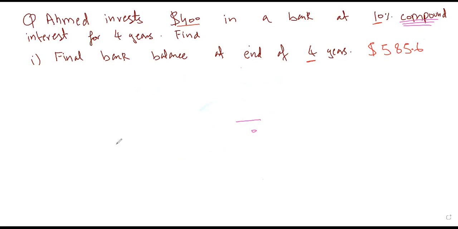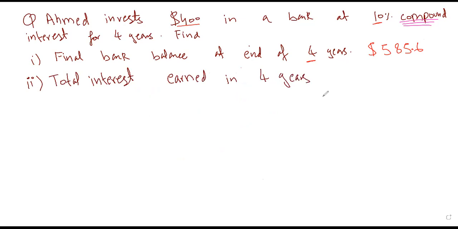Let's talk about the second part of the same question. Second part is, what is the total interest earned in 4 years? So this question is quite easy. If the final bank balance is this, what would be the total interest amount earned after 4 years, given that this was the initial amount?